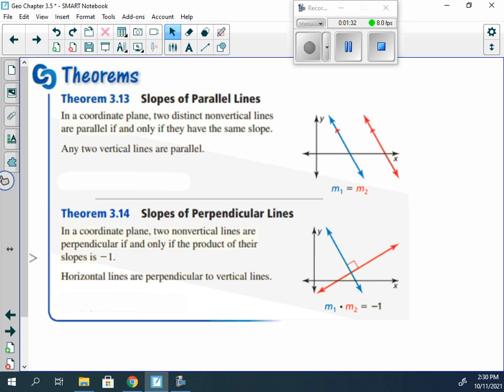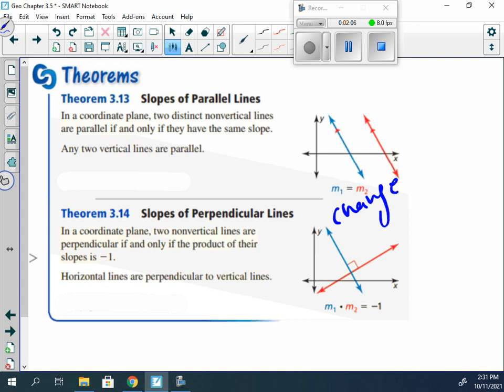All right, guys. So what we're looking at today is the slopes of parallel and perpendicular lines. Two lines are considered to be parallel if and only if they have the exact same slope. So two lines that have the same slope are going to be parallel. Two lines in a coordinate plane that are non-vertical are perpendicular if and only if the product of their slopes is -1. Or really, if their slopes are opposite reciprocals.